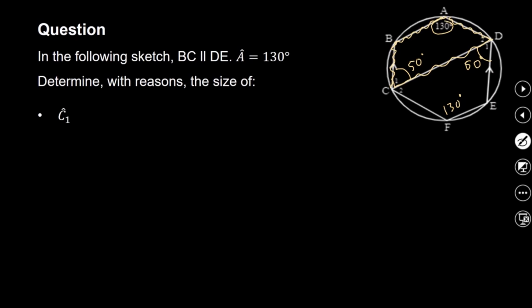So firstly, angle C1 is equal to 50 degrees, and my reason for this will be opposite angles of a cyclic quad, right?